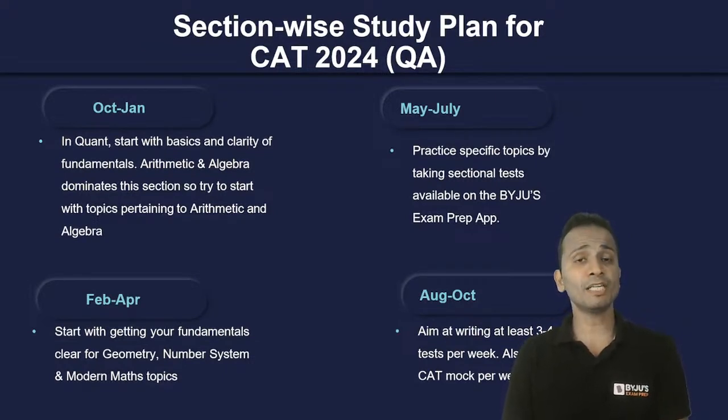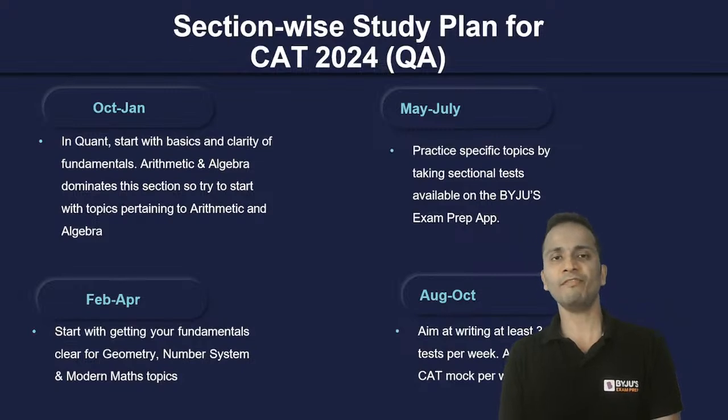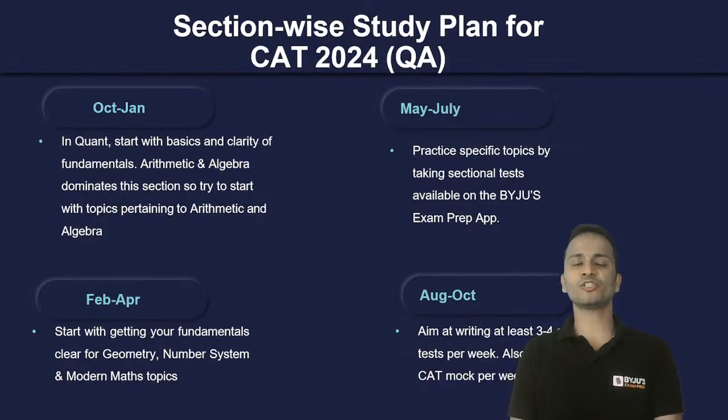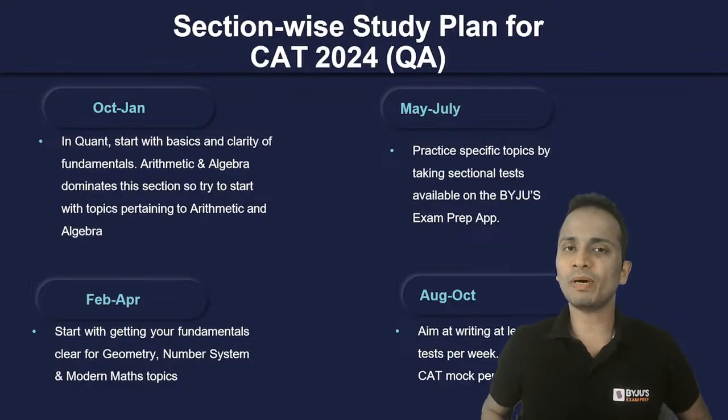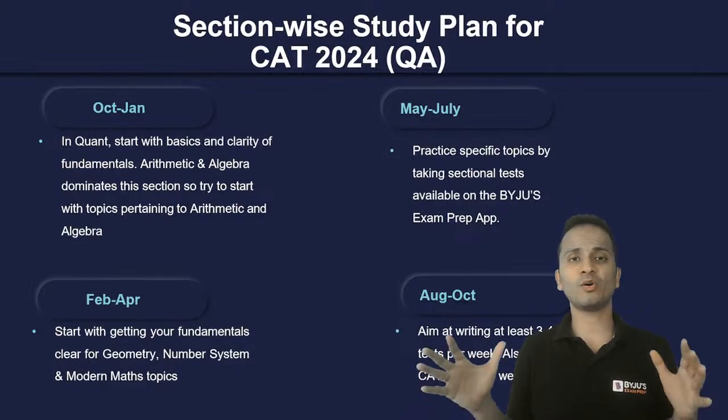In the months of May, June, July, practice specific topics, taking sectional tests, and you can go for the topic-wise tests as well, which are available on BYJU'S Exam Prep. In the last 3 months, again the same thing, aim at writing 4 to 5 sectional tests every week, and you can write 2 to 3 mock papers every week and do a proper analysis of each and everything. So that is the entire schedule that you must follow across the next 1 year.